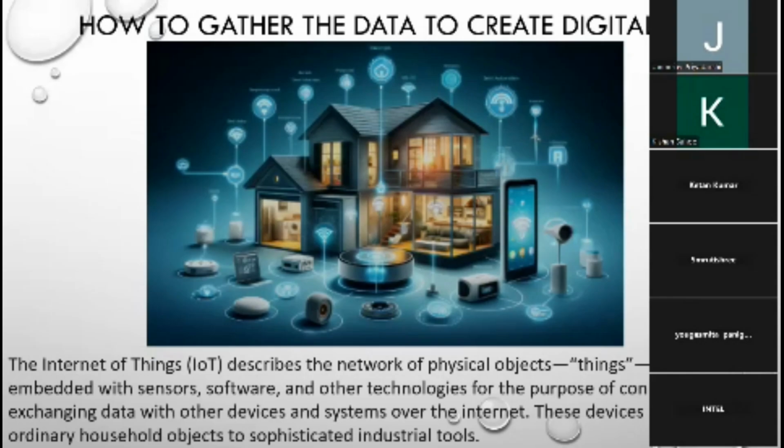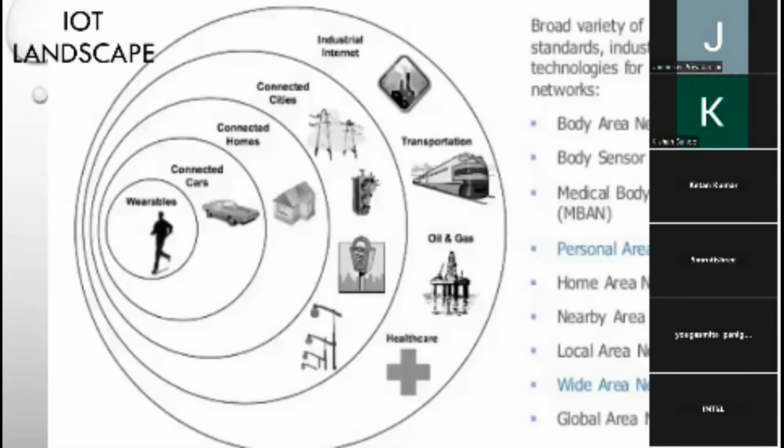So let's take a landscape of how the IoT works. The IoT has different parts. If it is within a human being, we call that a body area network. It is called BAN.